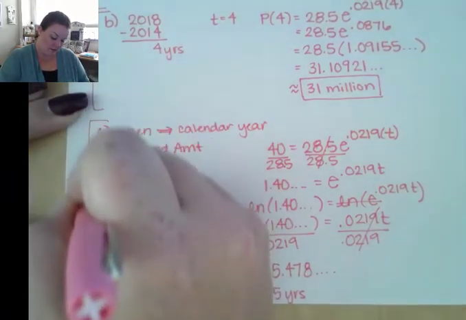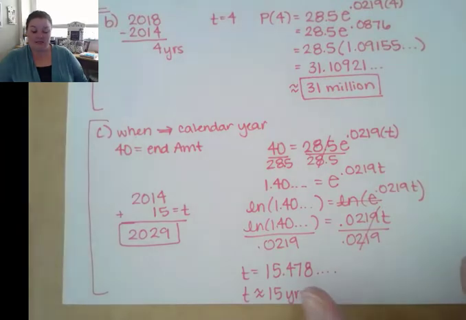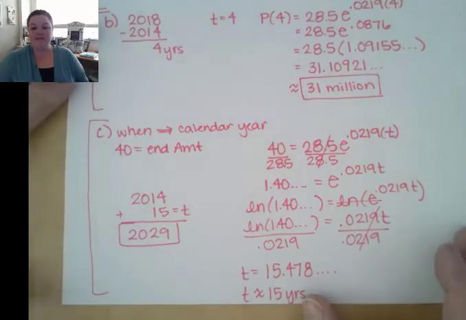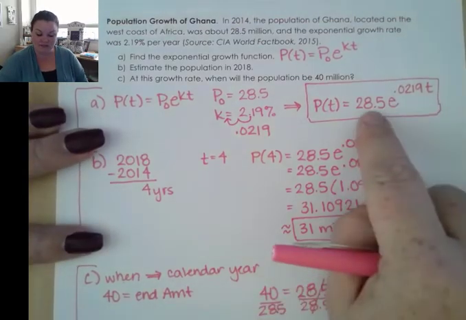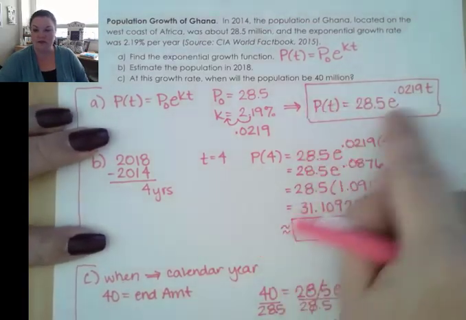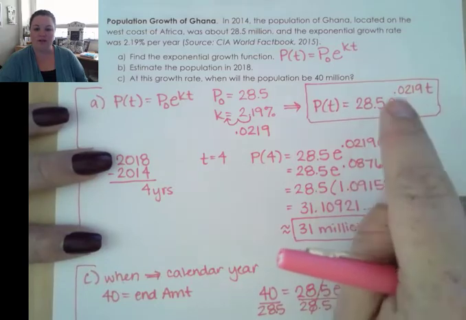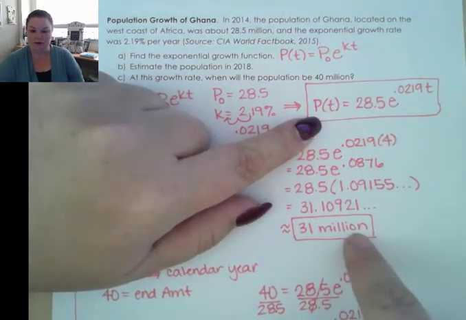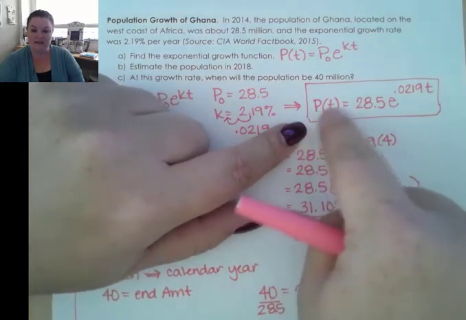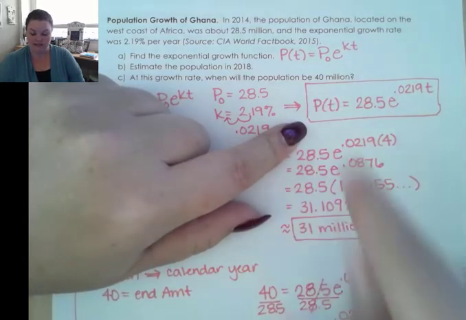So that was part C. On this particular problem, they gave us the rate. That was kind of the nice version, when they give us the rate and the starting amount, so we can right away come up with our function. And then once we have our function, they either give us a t to plug in, like we did on part B, or they give us an ending amount to set it equal to, like they did on part C.